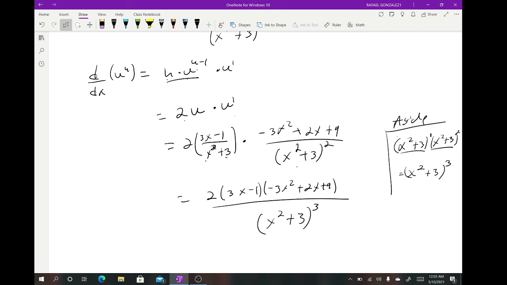And that is the end of this video on the general power rule. In the next video, I'm going to talk a little bit more about the general power rule and the chain rule with trigonometric functions and exponential and logarithmic functions.